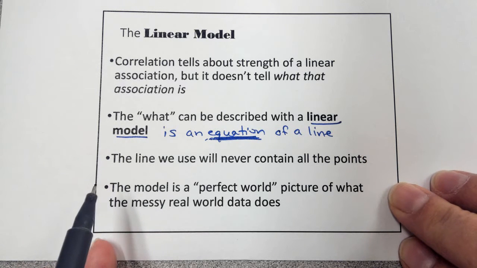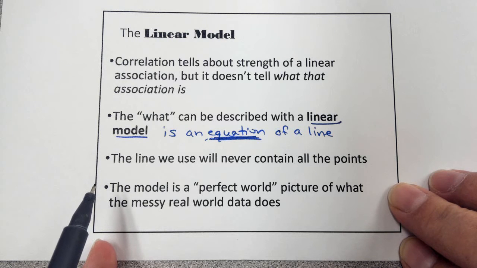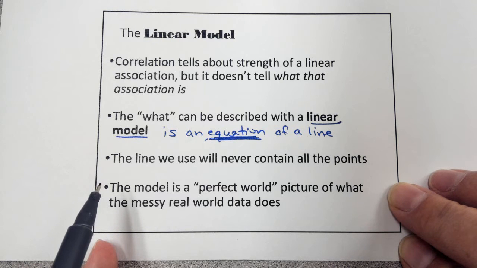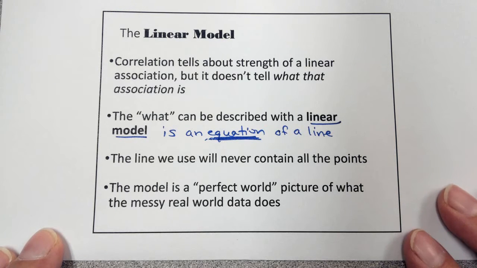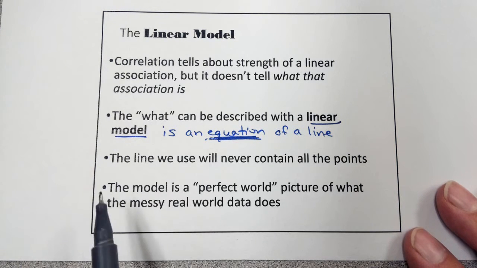The line we use will never contain all the points, because in the real world of statistics, things don't ever line up perfectly. They just don't. If they line up perfectly, you enter the world of algebra, where the guy is moving on the bicycle at a constant rate of speed on a horizontal surface with no interruptions. Yeah, that just doesn't exist. No bumps in the path. So a model is a perfect world picture of what the messy real world data does. So we use the model because the real world data is just a little bit too messy to deal with most of the time.